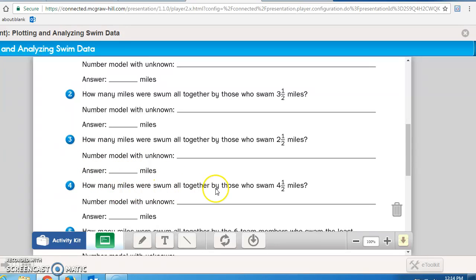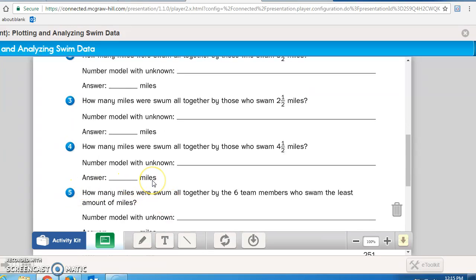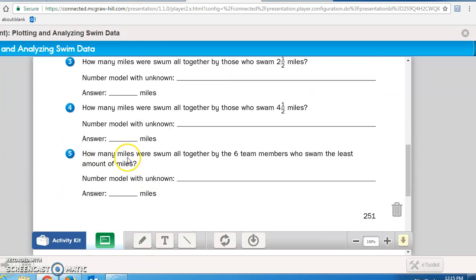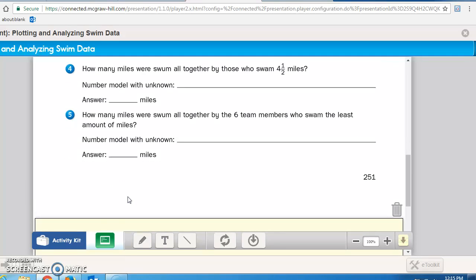How many miles were swum altogether by those who swam 4.5 miles? The number model with the unknown and then your answer in miles here. Number 5. How many miles were swum altogether by the 6 team members who swam the least amount of miles? Number model with the unknown and your answer here. Pause the recording now, finish Math Journal page 251, and then turn the recording back on for the final 2 things you need to do for this lesson.